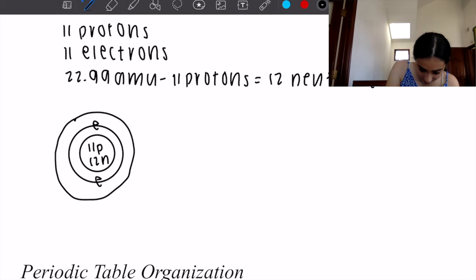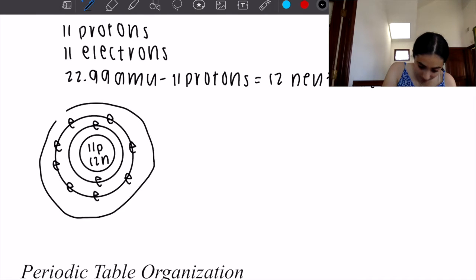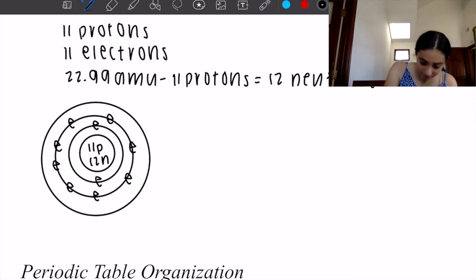So I'm going to put 1 here and 1 here. And I'm going to draw the second one. These circles do not have to be perfect. Mine definitely aren't. I'm going to put in 8. And I'm just writing E. And then now we have 10 total. And then I'm going to draw my third orbital. And there's only 1 electron left. So I'm going to just write one right over there. So that is our long version.